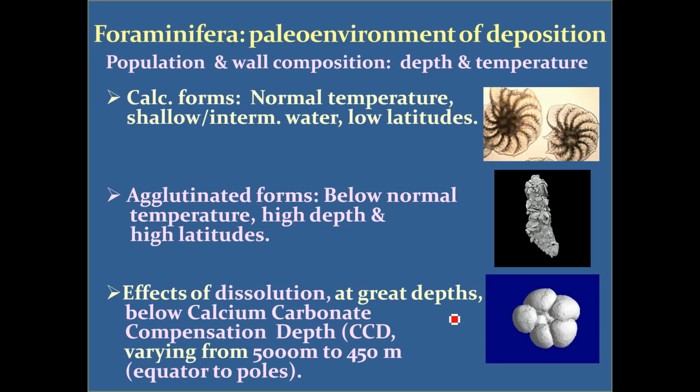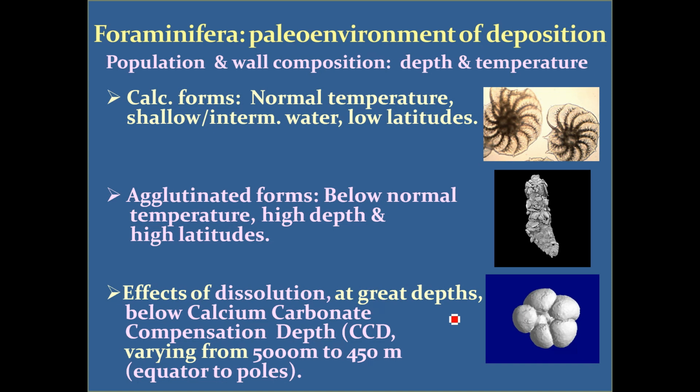Foraminifera in a very normal way can show the environment of deposition, because on the basis of population and wall composition they can show the depth and temperature. Normally calcareous forms indicate normal temperature, shallow or intermediate depth of water, and low latitudes, whereas agglutinated forms show below normal temperature, high depth, and high latitudes. So if we get more calcareous forms, it is in favor of normal temperature, and if there is a very high percentage of agglutinated forms, it is either because of the depth or because of temperature considerations.